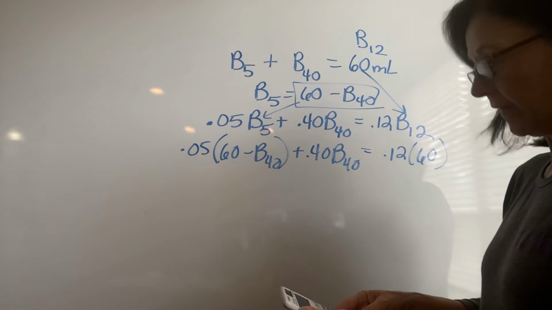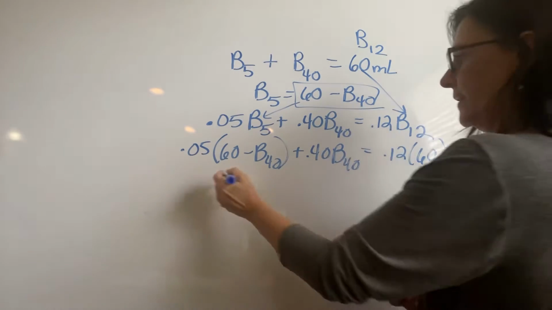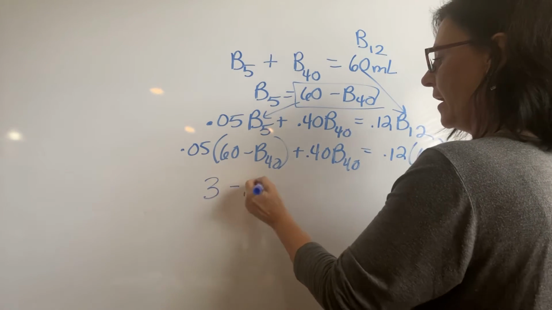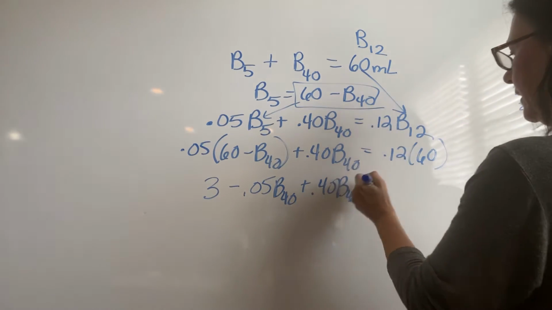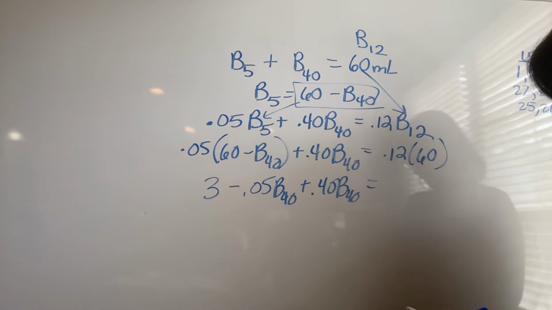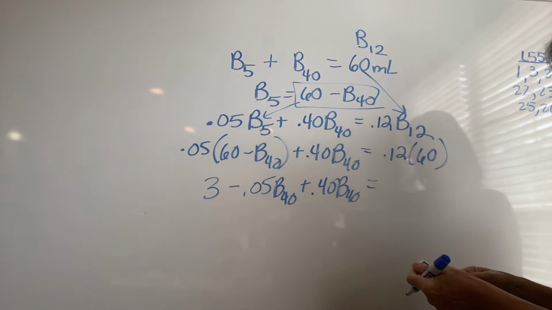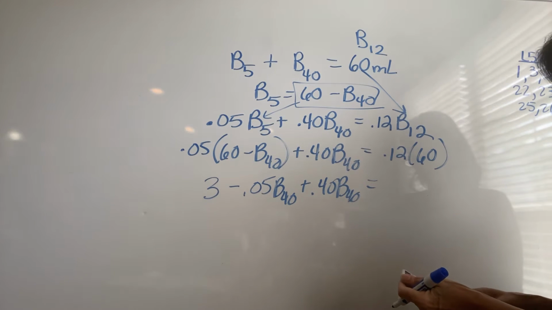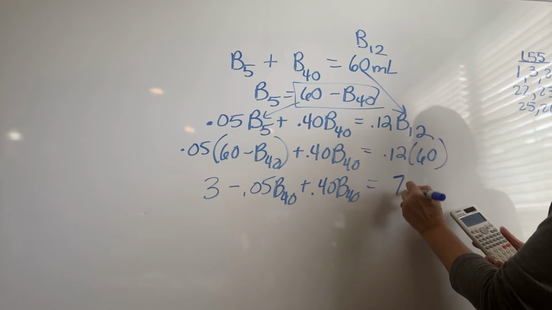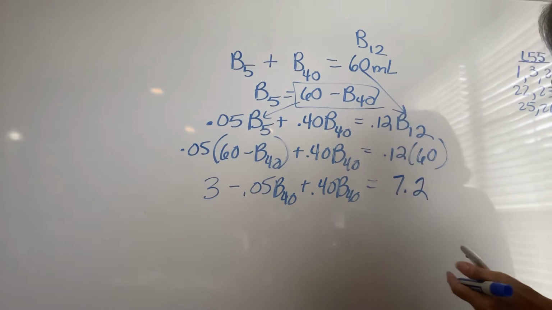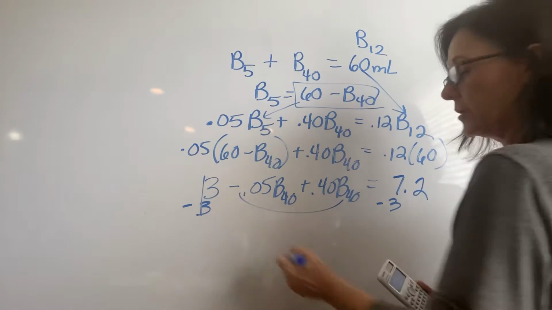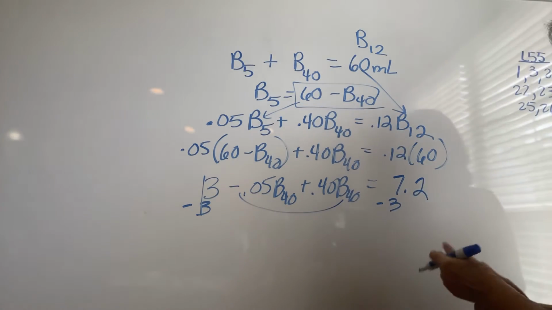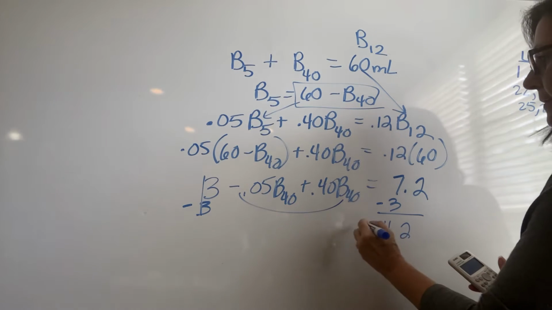We'll distribute the 0.05, and that's 3 minus 0.05 B40 plus 0.40 B40 equals 0.12 times 60. Okay, I'm going to clear that out. 0.12 times 60. It looks like it's a decimal, and I will use the decimal. It's 7.2. We'll subtract 3 to move our constants to the right, combine our like terms on the left, and then solve for B40. So this is going to be 4.2 on the right.